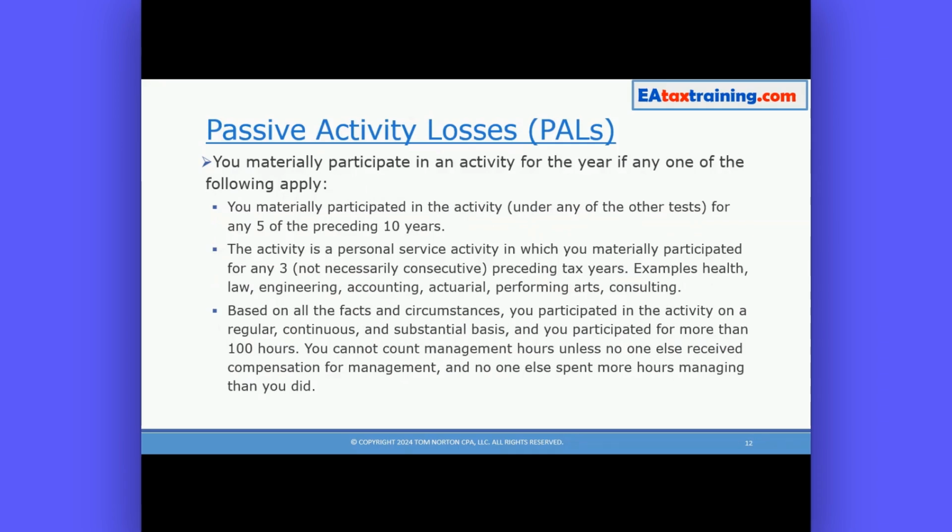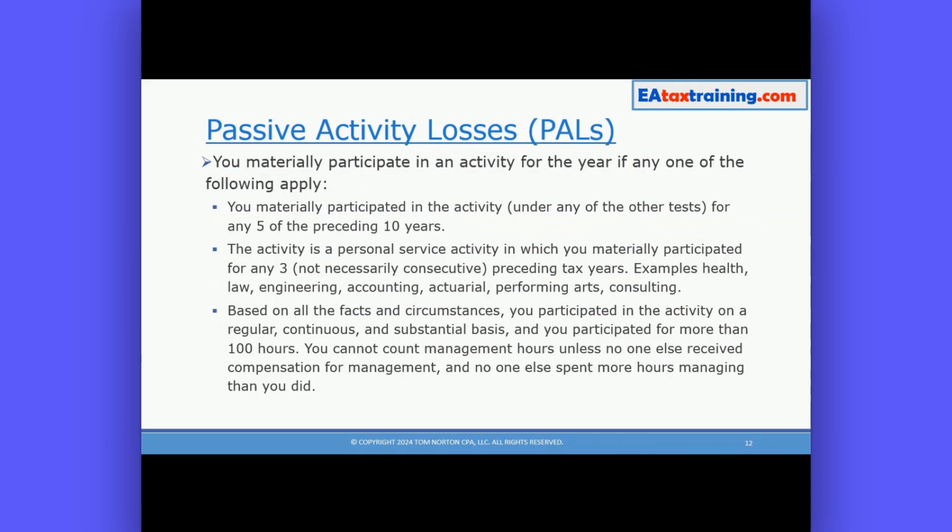There are other ways that you can be considered to materially participate. If you materially participated in the activity, according to any of the other tests, for any 5 of the preceding 10 years. So maybe you didn't qualify this year. You didn't meet any of the tests this year or even last year. But if you did meet any of the tests in 5 of the preceding 10 years, then you can consider yourself to have participated in this year.